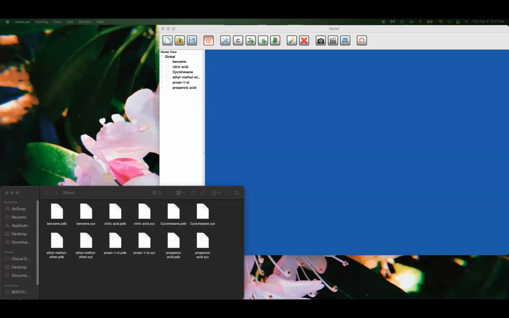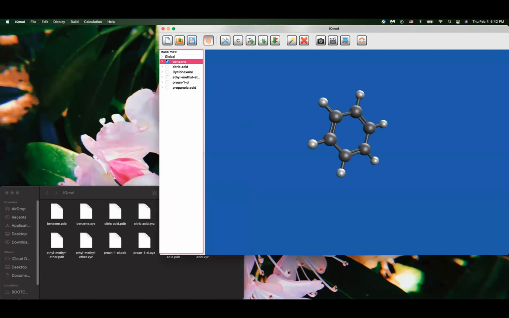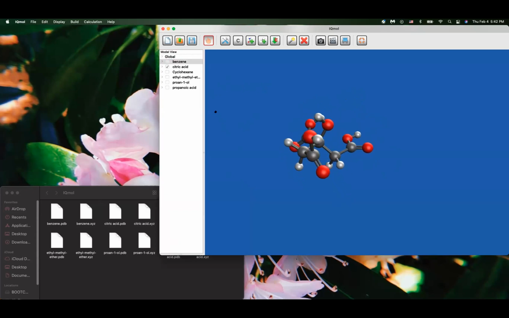To start, I created 6 organic molecules, all of which were saved in both PDB and XYZ format, shown in the bottom left. The first organic molecule I chose is benzene. The second organic molecule I chose was citric acid.